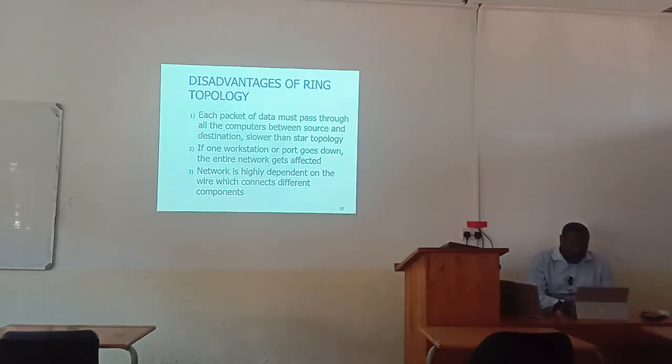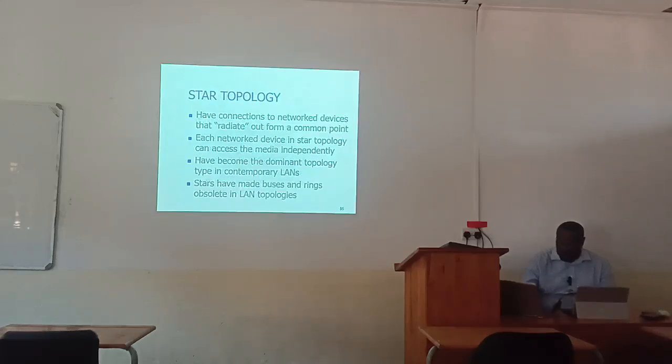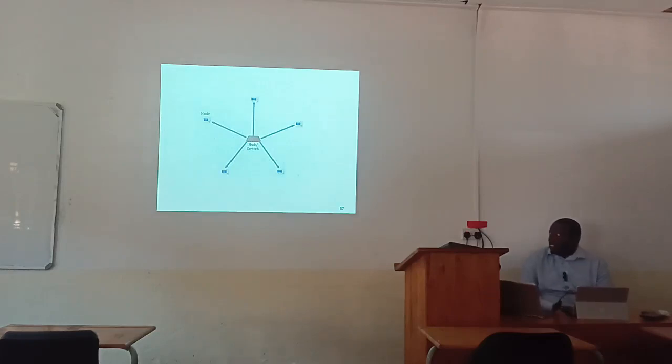And then we have a star topology. So this is how a star topology looks like. You have a central device in the middle there, and then you have all the other network nodes that are attached to that central device.